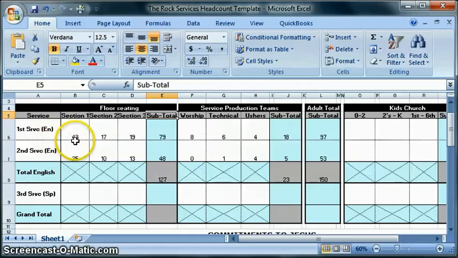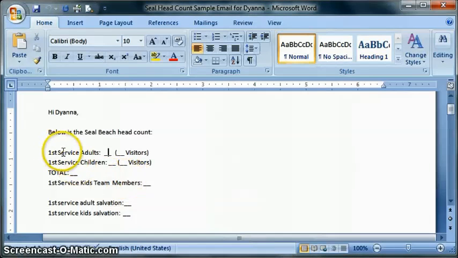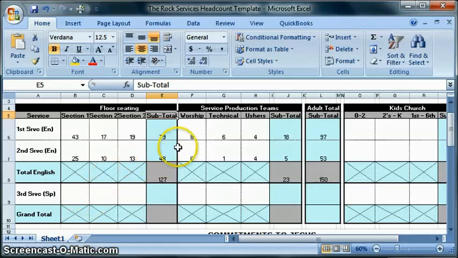For instance, when you look at the total head count for adults for first service, you come to the paper Aaron gave you. Now at first it's kind of deceiving because it looks like first service is 79, but actually we want to give him this number. We want to include the service production teams along with everyone sitting on the floor. So our first service head count is going to be 97.